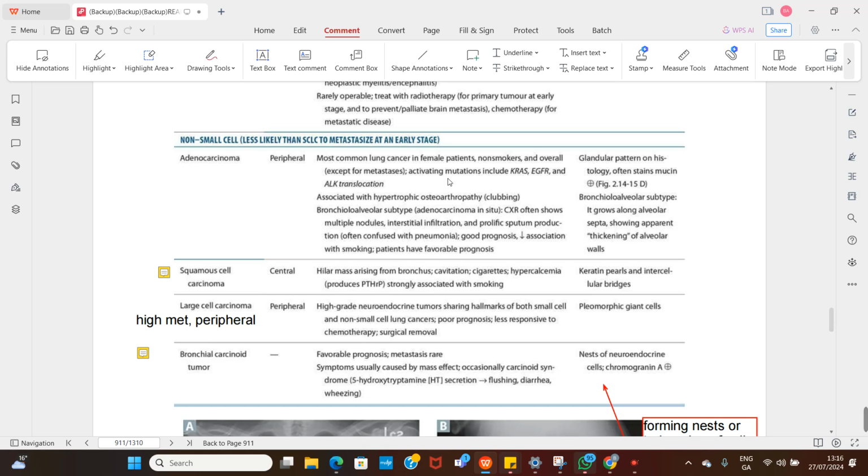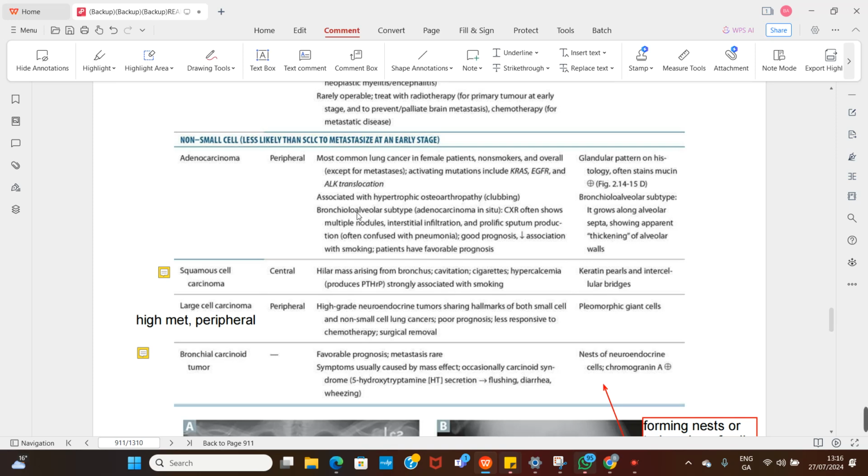Its own paraneoplastic stuff includes hypertrophic osteoarthropathy. It can be driven by some mutations, your KRAS mutation, your EGFR mutation, and your ALK translocation. So this is where the targeted therapy comes into play. So you might want to be giving KRAS inhibitors, EGFR inhibitors, ALK inhibitors to treat it.